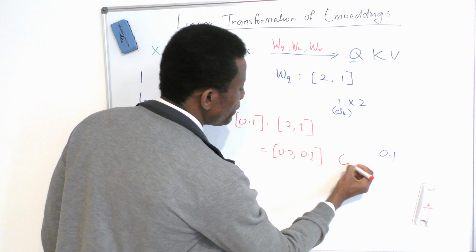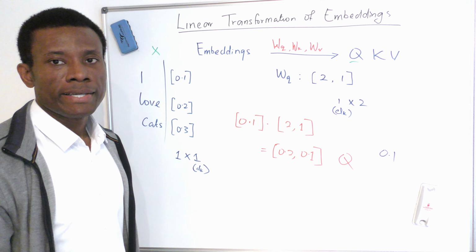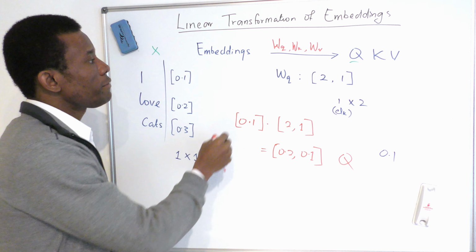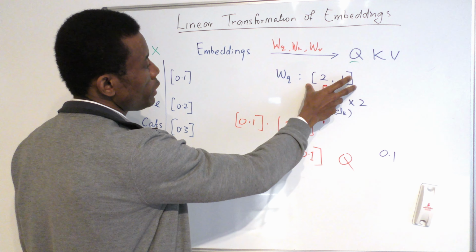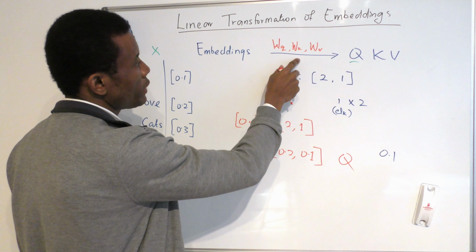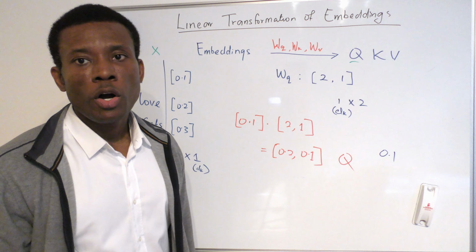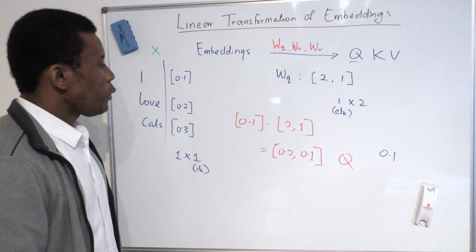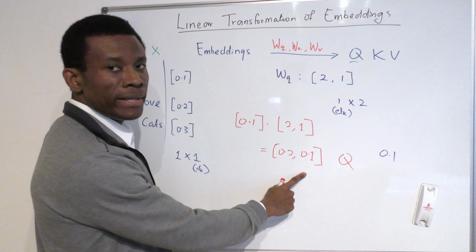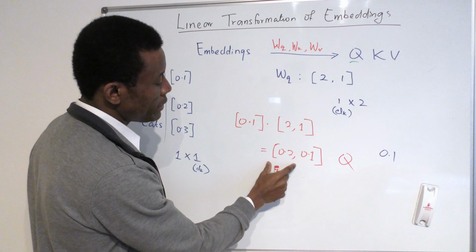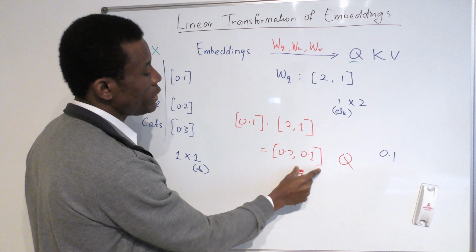So this is going to be our Q calculated, and the same thing for the K and the V. The dimensions for the weights WQ, WK, and WV will always align. And what do you observe here? The result of this is 1 by 2.